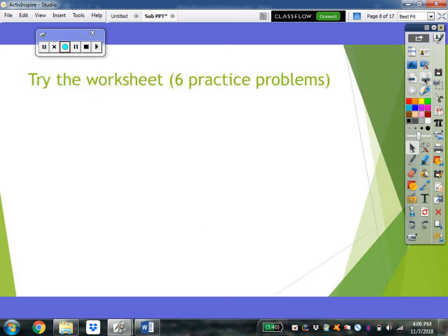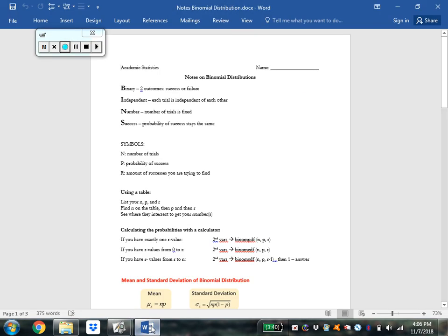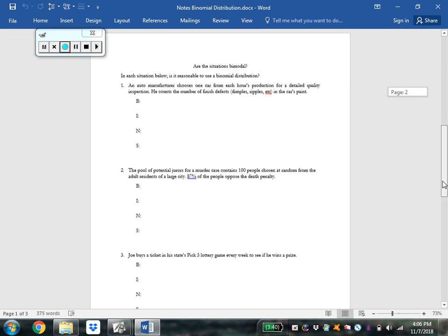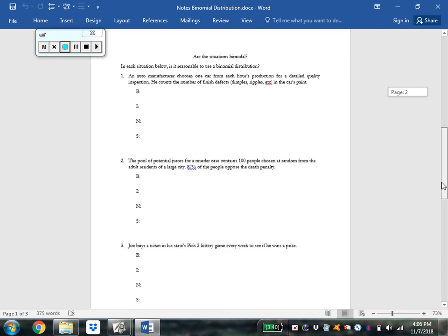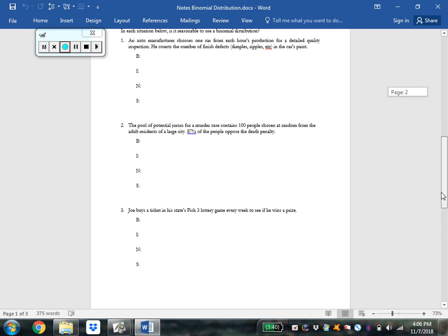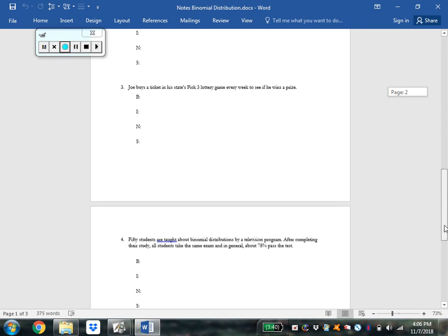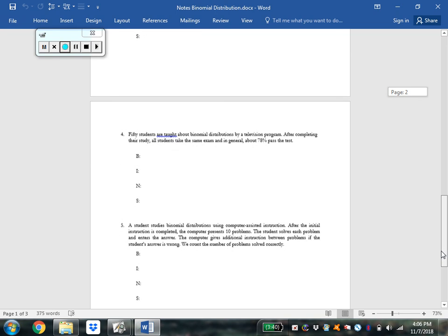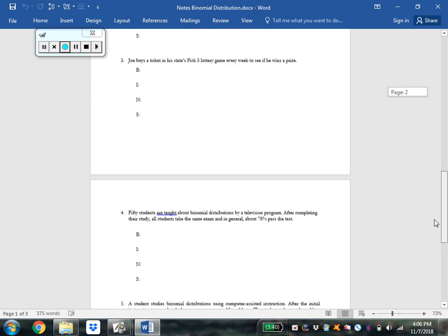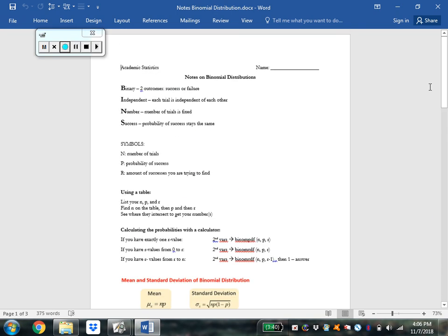So now I'd like you to try the worksheet that has the 6 practice problems on it. That one looks like this. Are the situations binomial? Go ahead and go through. Some of these may not be binomial. Remember, once you get to one of the letters and you notice that it doesn't fit that criteria, it is automatically wrong and is not binomial. So go ahead and take some time to work on that worksheet, please.